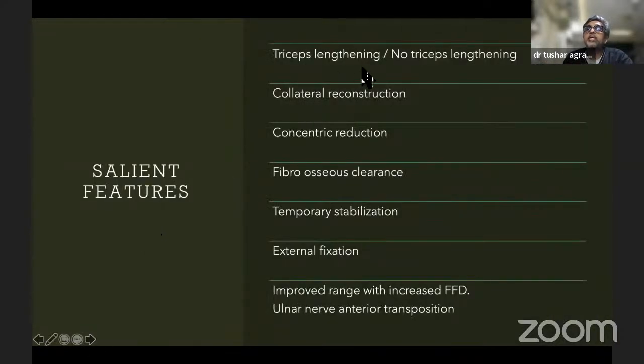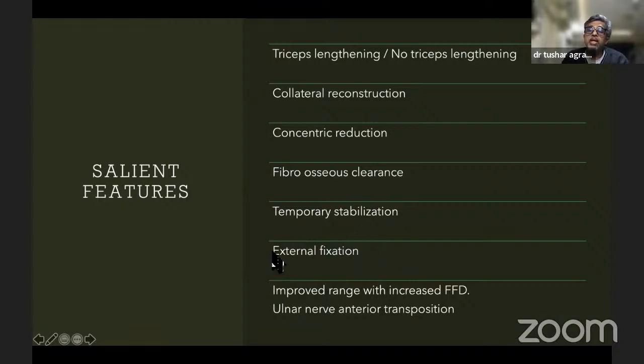And what does it say? That you require triceps lengthening if the dislocation is after 4 weeks. Before 4 weeks, you may get away without triceps lengthening. Collateral ligament reconstruction is almost always never required. Concentric reduction is very, very important to assure a good outcome. Thorough fibro-osseous tissue clearance is very important. You may have to temporarily stabilize the injury if it's very unstable with 1 or 2 K-wires.